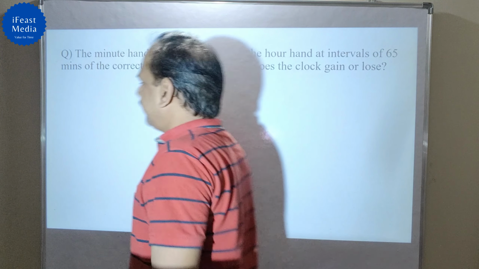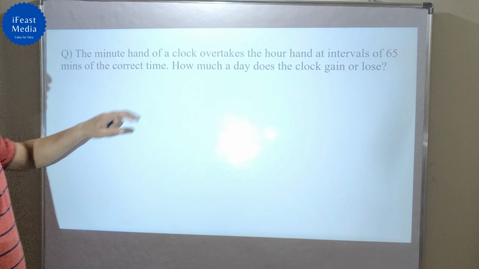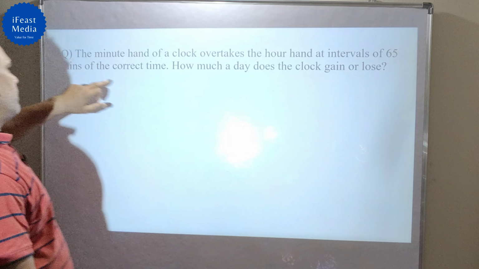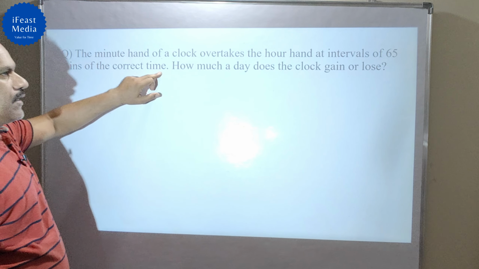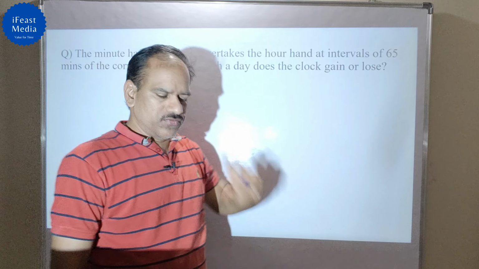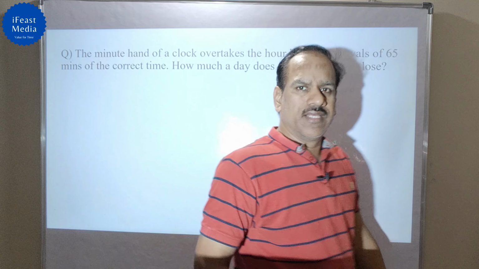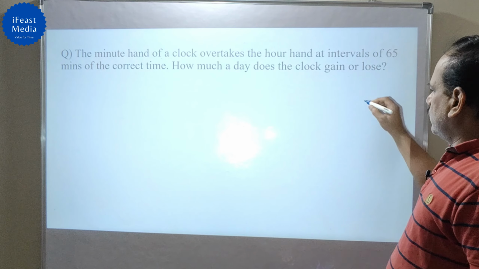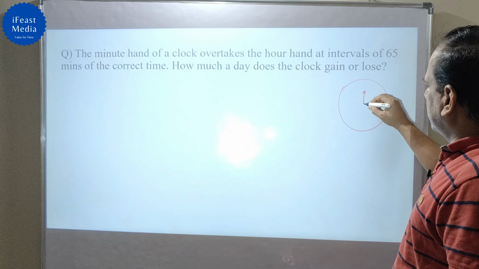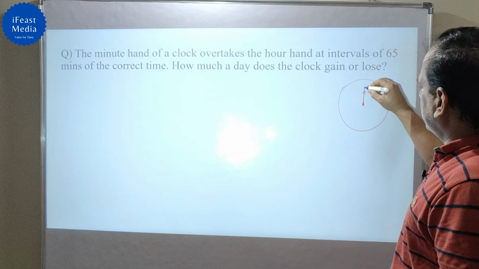So the minute hand of a clock overtakes the hour hand at intervals of 65 minutes of the correct time. So how much a day does the clock gain or lose? In 1 day, how much does the clock gain? Right? So in the introduction itself, I told you one thing. There is an important point.